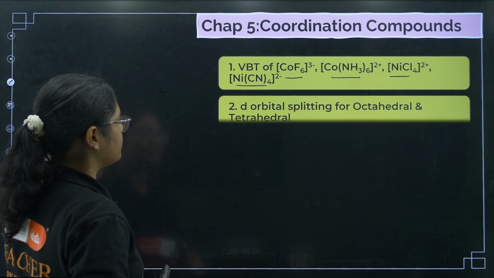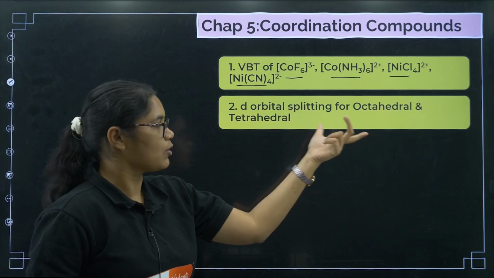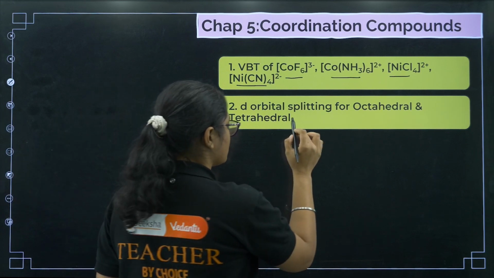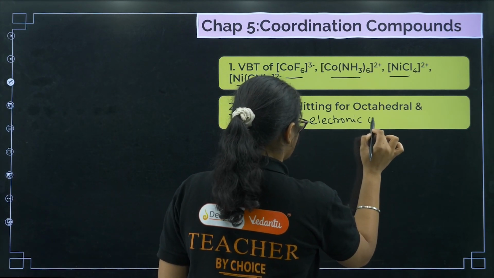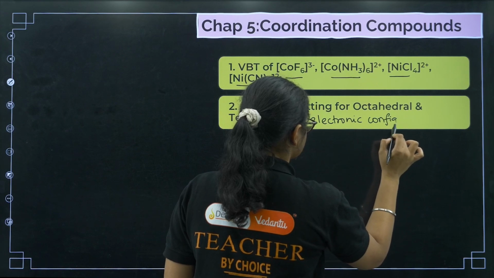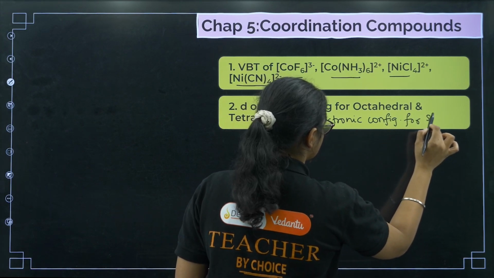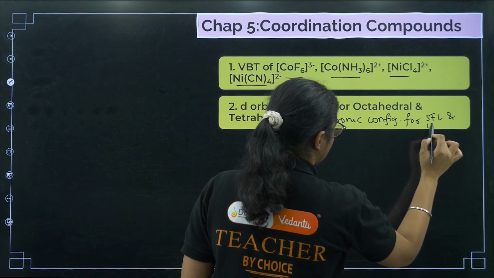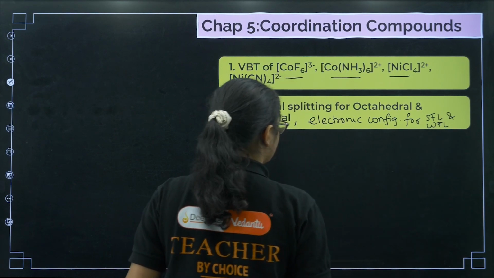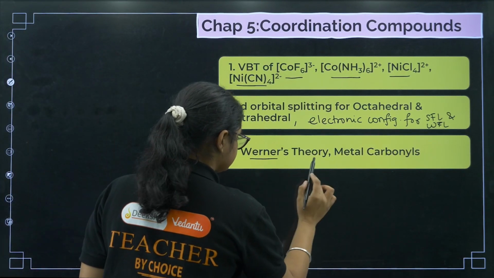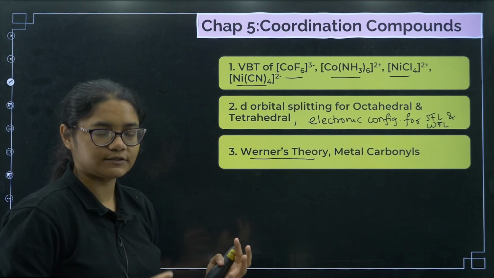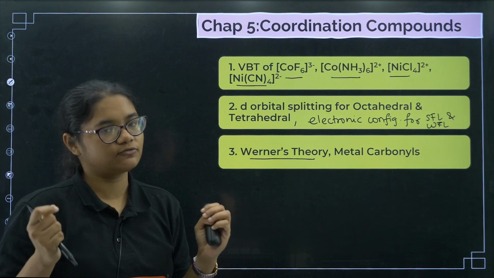Next we have d orbital splitting for octahedral and tetrahedral, and you should also be knowing the electronic configuration for strong field ligand and weak field ligand. Okay. Next we have Werner's theory. You should be knowing the postulates of Werner's theory.